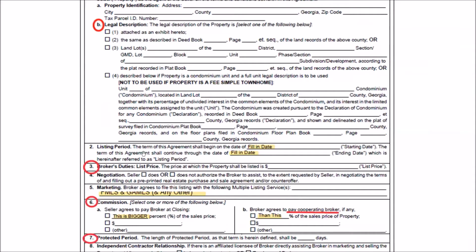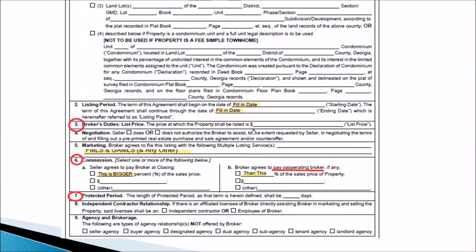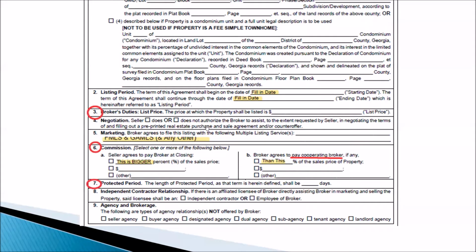Then the listing period. You must fill in the date of when it begins and when it ends. And that is actually license law, that on a brokerage agreement, you must fill in an end date of the listing period. Then you fill in the price that the property is being listed for. If the seller does or does not authorize you to assist in the negotiations, and that seems weird. Well, gosh, why are they hiring me to sell their property?